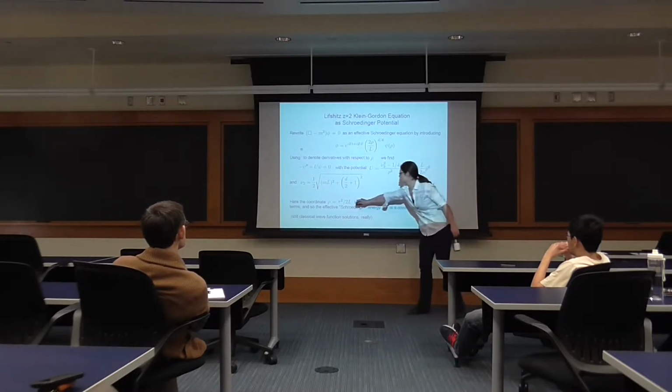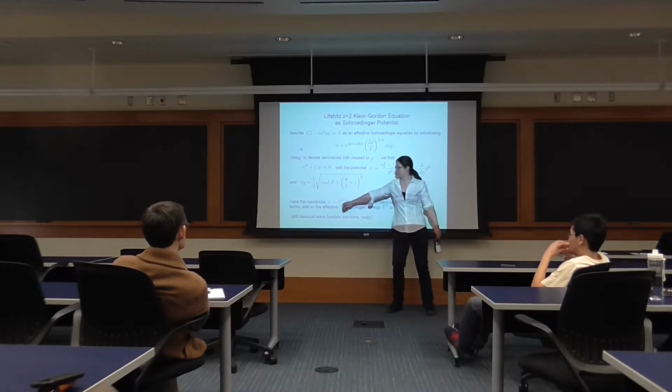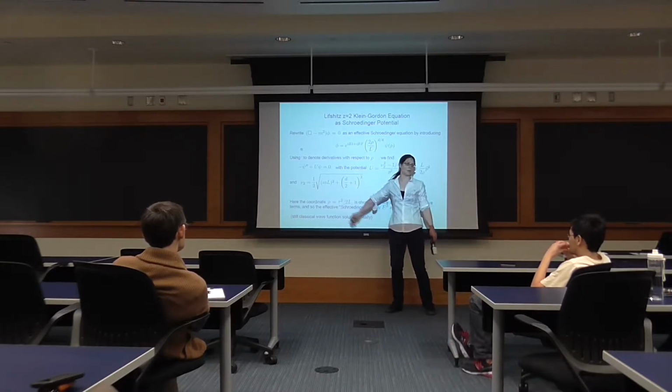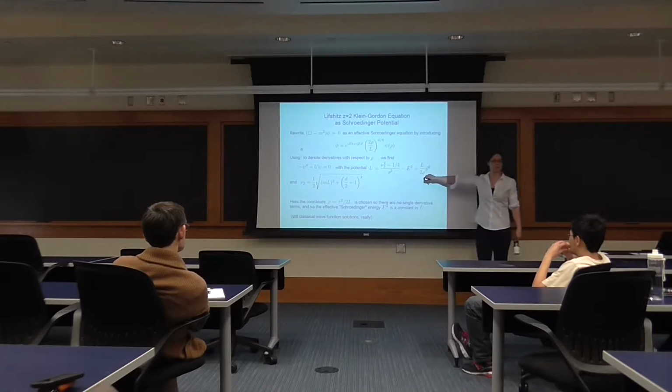By the way, I chose particular coordinates here. This rho is actually r squared. That's just to make this equation look nice, basically to get rid of the single derivative term.